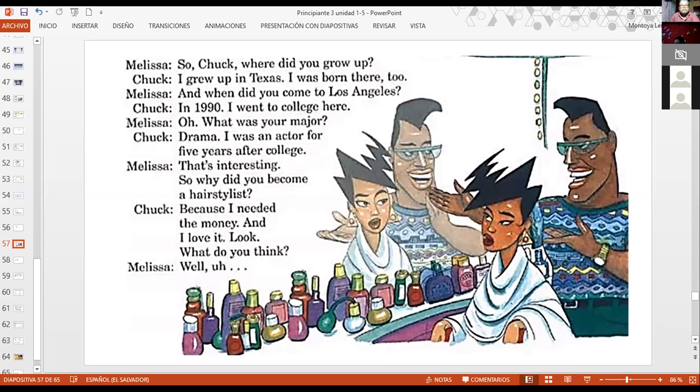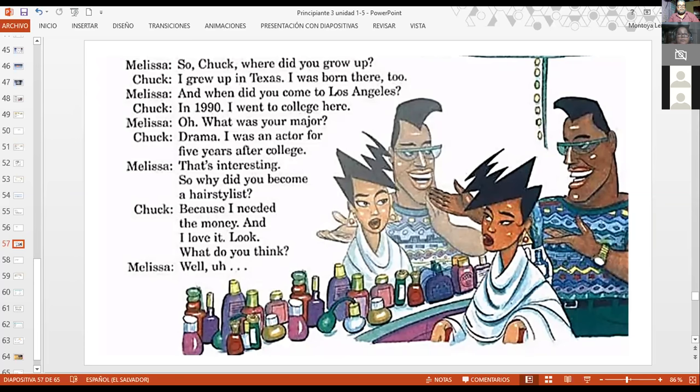La pronunciación de 1990 era... 1990. Remember the years, you say the years in groups of two numbers. 19... Los años se dicen de dos en dos. 1990, 1984, 1972, yeah, de dos en dos.